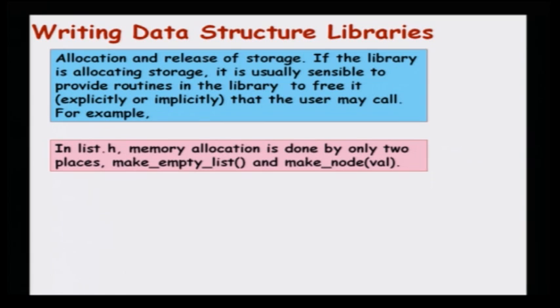Okay. For example, in list.h, memory allocation is done only in two places, make empty list and make node. So, to deallocate that, you should provide free functions corresponding to these functions.